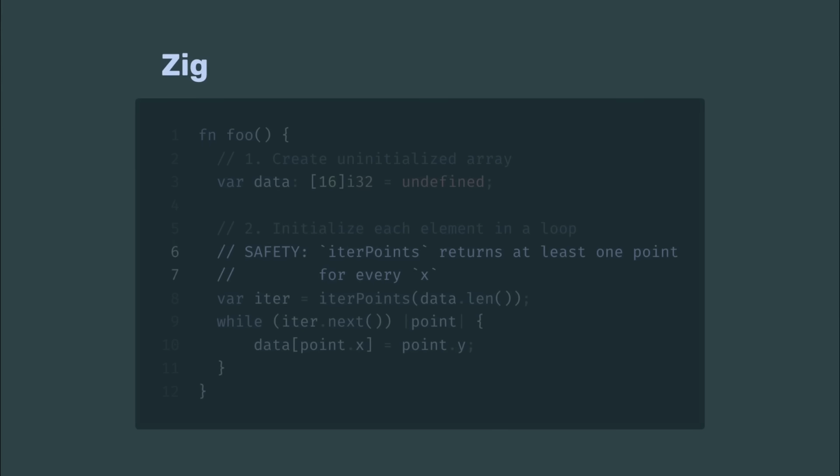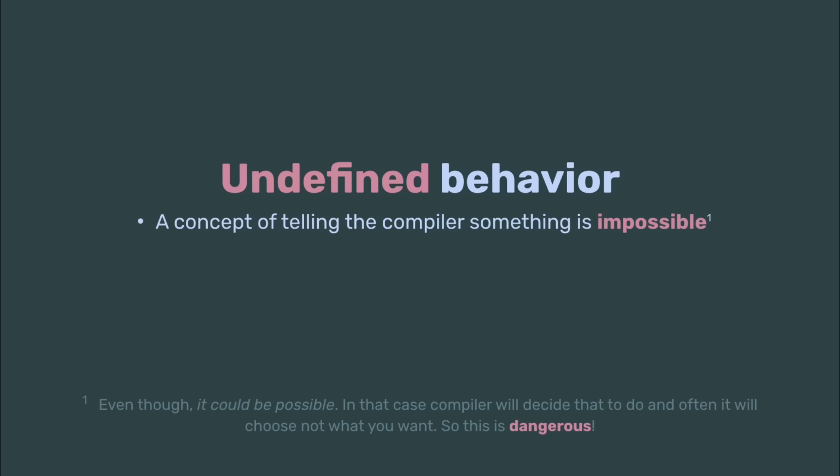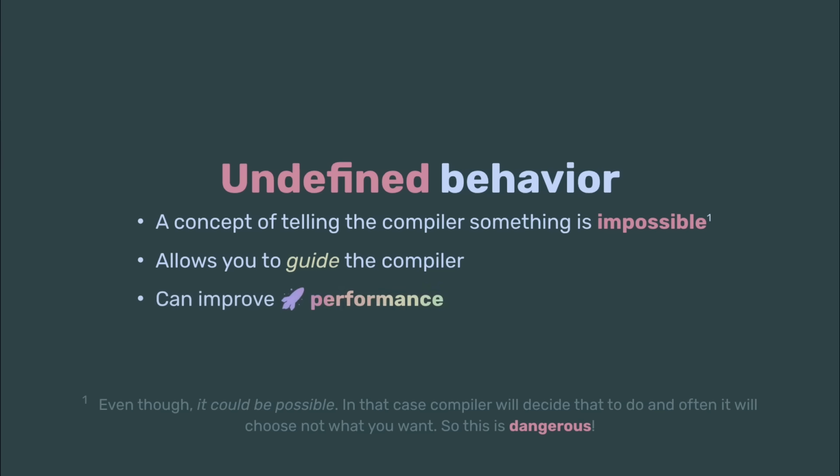But anyway, now related to undefined behavior, it is the concept of telling the compiler something is impossible. Sometimes you know more than the compiler. For example, you might know that a particular error just cannot happen, or that an optional will always contain a value in a specific code path. Signaling this can allow the optimizer to generate better code.